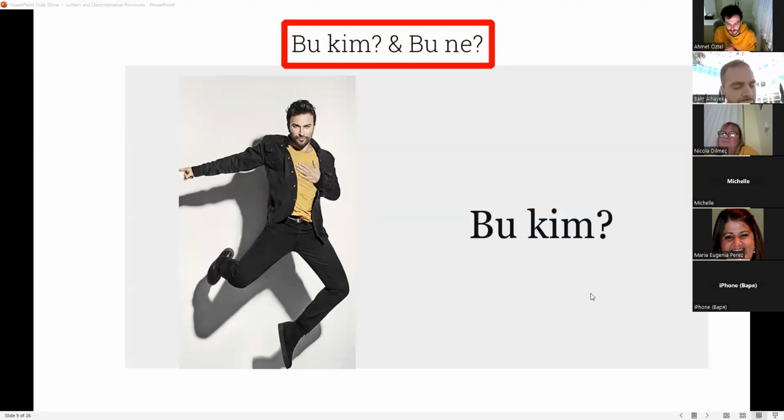Okay, now let's test your Turkish. This is not Turkish language knowledge, but more like Turkish culture knowledge, maybe. So let's see who knows who and who knows what. And so everyone can answer the question.